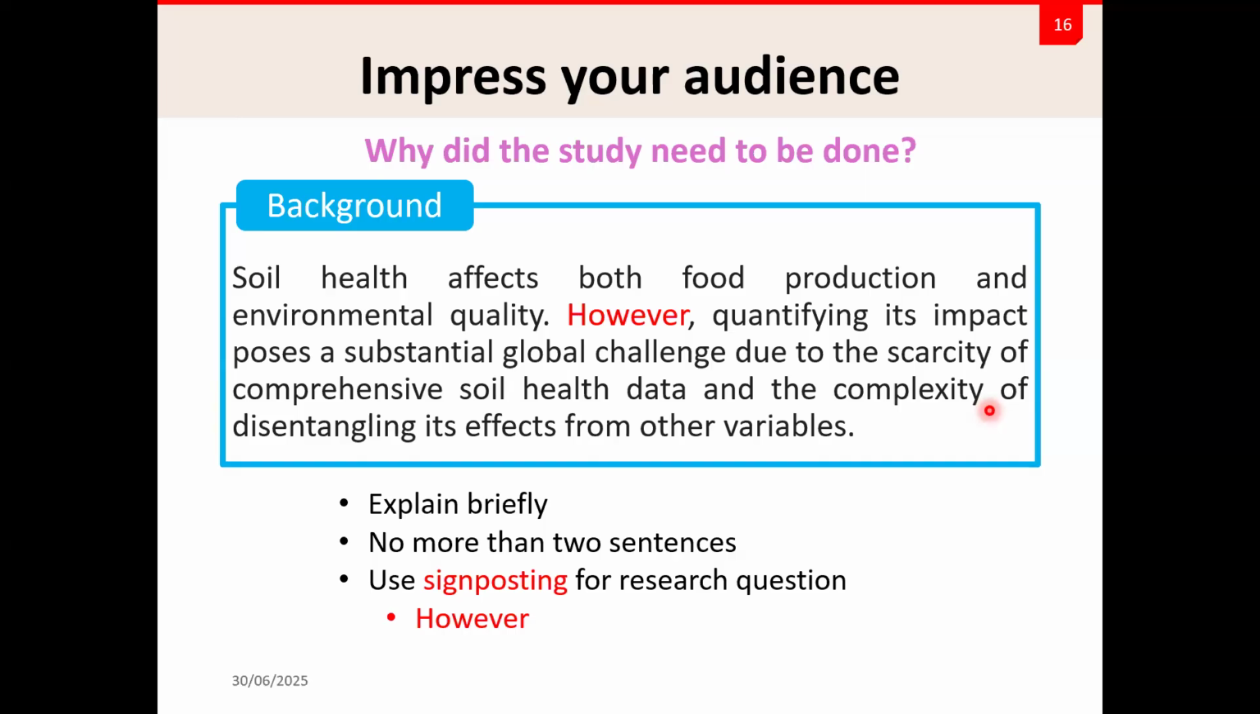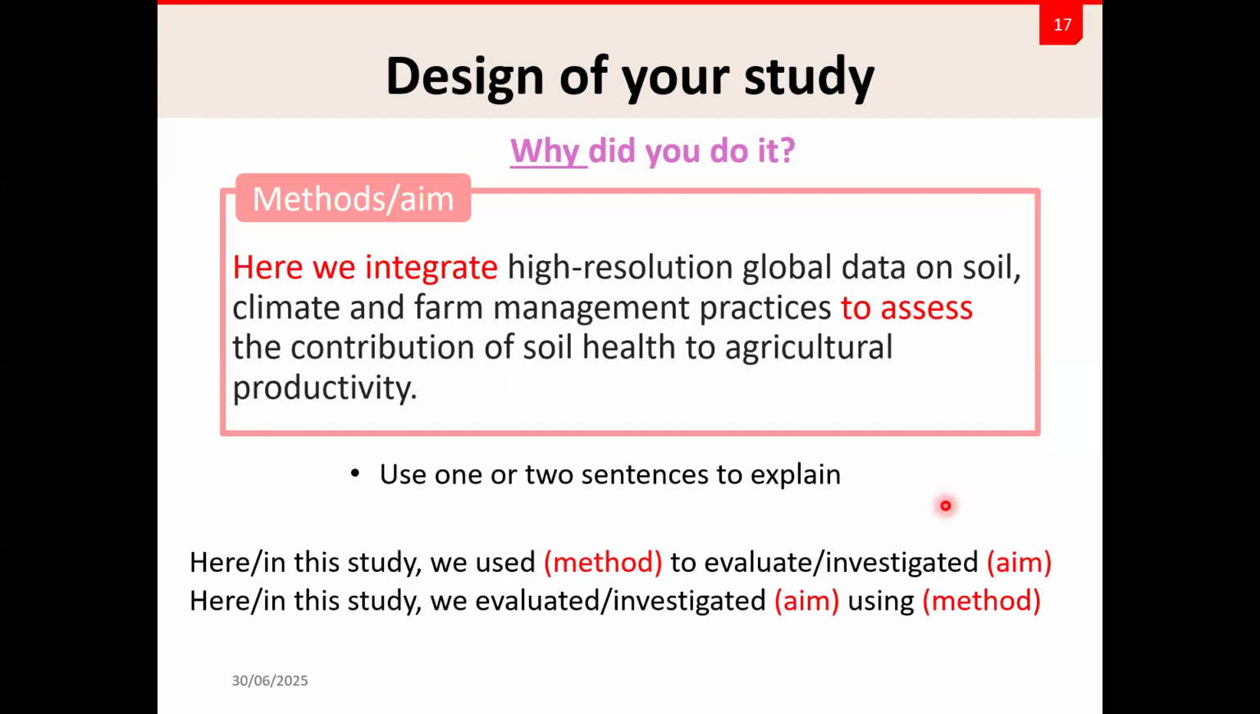Research question. To write about the research question, you can use some signposting words such as however. However, quantifying its impact poses a substantial global challenge due to scarcity of comprehensive soil health data and complexity of discerning its effect from other variables. So it's clearly mentioned about the background and the research questions. So the next question is, why did you do it? When you ask that question, you get an answer for the method and also the aim.